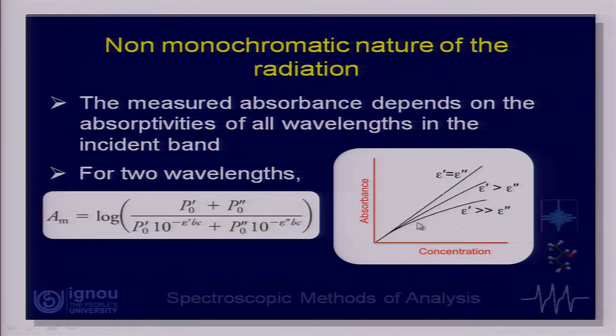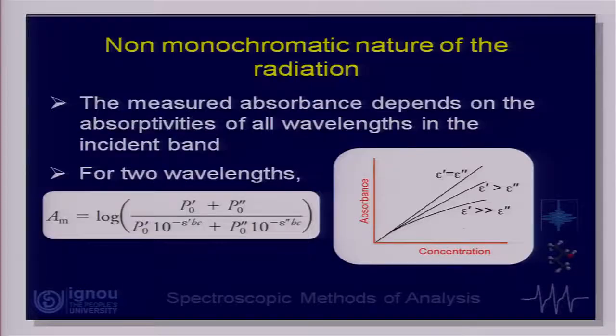But if the two wavelengths passing through the medium have different epsilon values, say epsilon prime at lambda 1 is greater than epsilon double prime at lambda 2, then the observed absorbance value will be lower than what is expected. And if epsilon prime is far greater than epsilon double prime, I will find a still larger deviation. This deviation comes because the radiation passing through has different components, and each component has a different value of absorptivity.